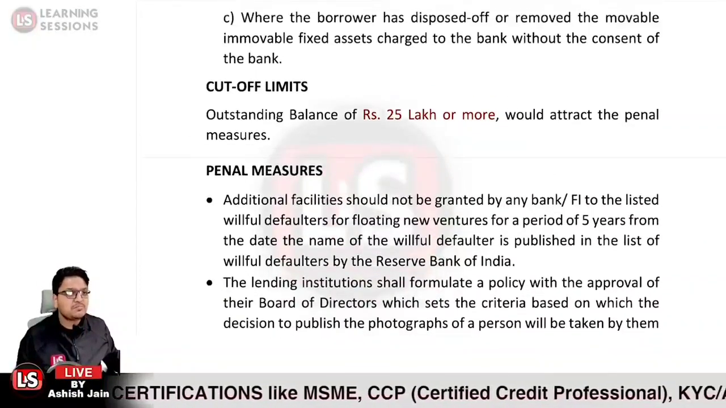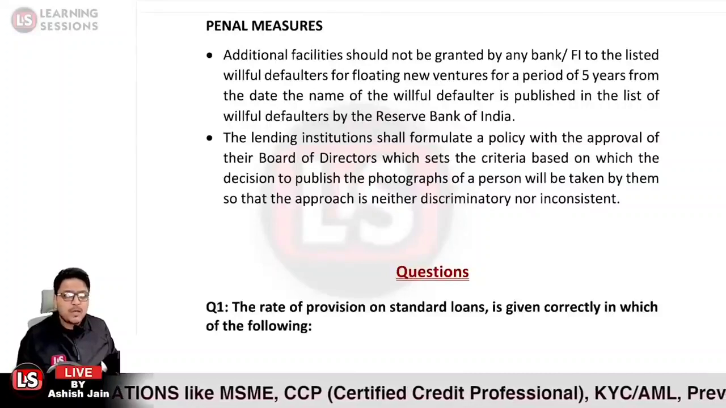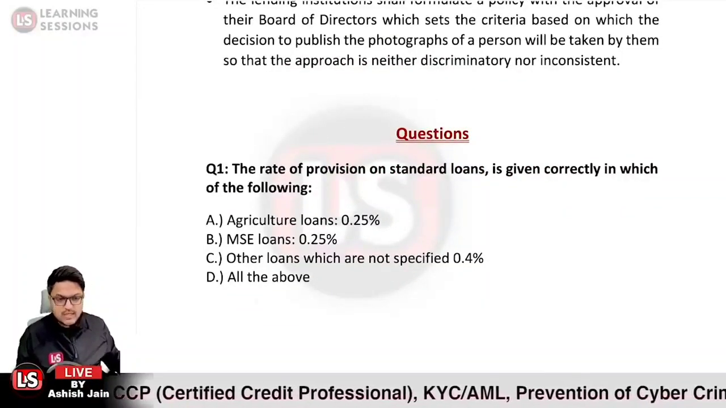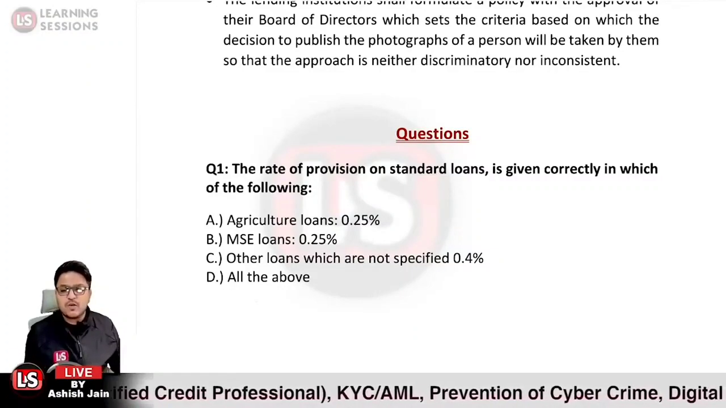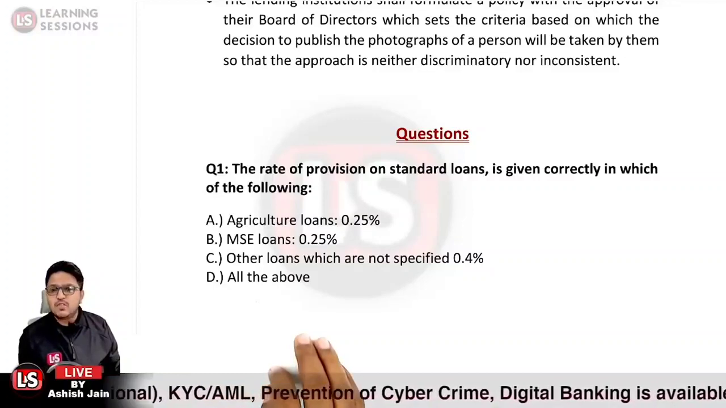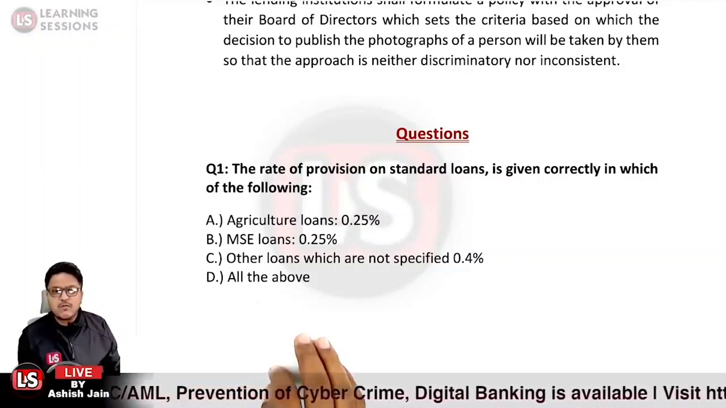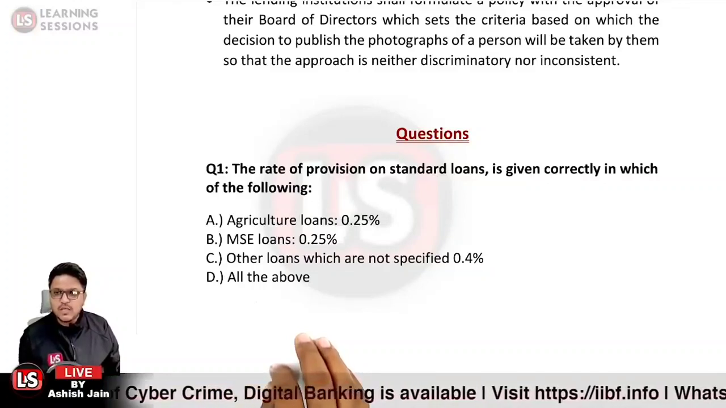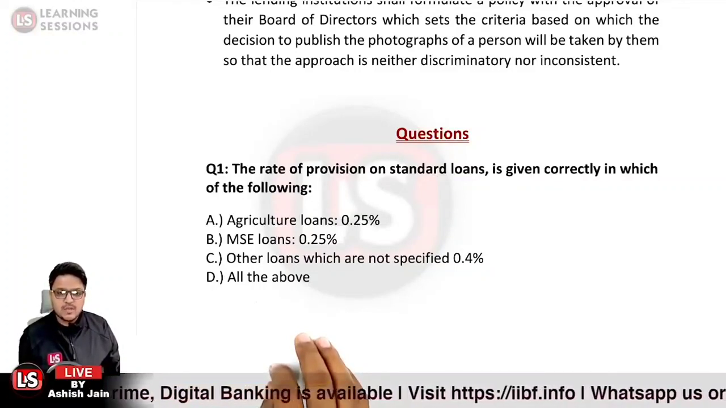Is that clear? That is related to the theory part. Now let us have a look at the questions based upon it. First of all, it says the rate of provision on standard loans is given correctly in which of the following? Kindly please do answer at the earliest.